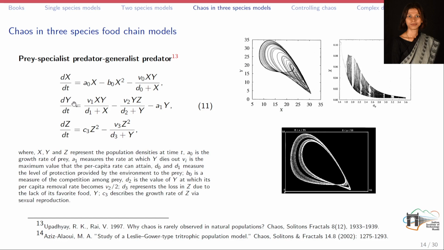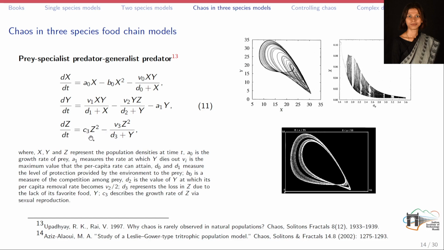So growth in the intermediate predator population Y is given by this particular term V1xy upon D1 plus X. So just now we discussed the functional responses. So this is of Holling type 2 as discussed earlier. Then again Y is eaten up by the top predator population Z, again using the Holling type 2 functional response, and this is the death rate of the intermediate predator Y. Its natural death rate.